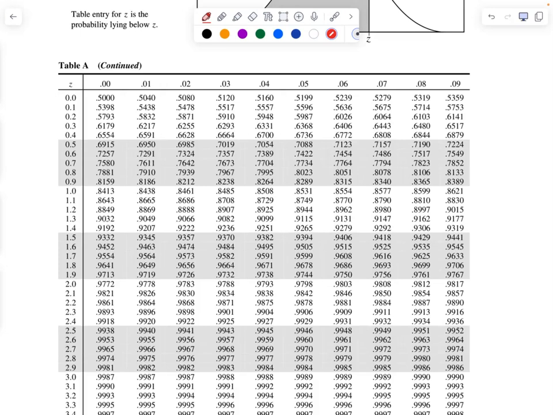B. What percent of IQ scores are less than what? Give me an IQ score. No, that's too easy. We already did that one. That's a perfect integer. Something that doesn't land on the empirical rule. 136.